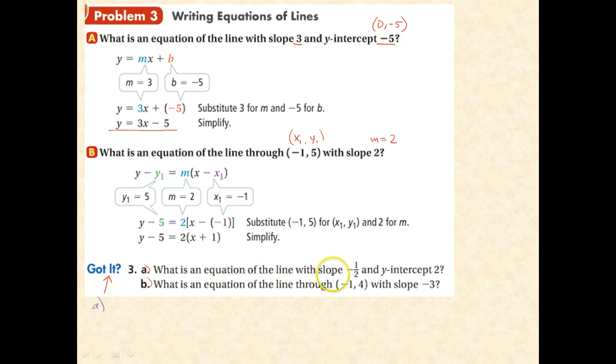Okay, so for A, I have a slope and a y-intercept of (0, 2). So I'm going to use y equals mx plus b. That's my slope-intercept form. Y equals, the slope is negative 1/2. So negative 1/2 x. And then my b value is 2. So plus 2. And I'm done.